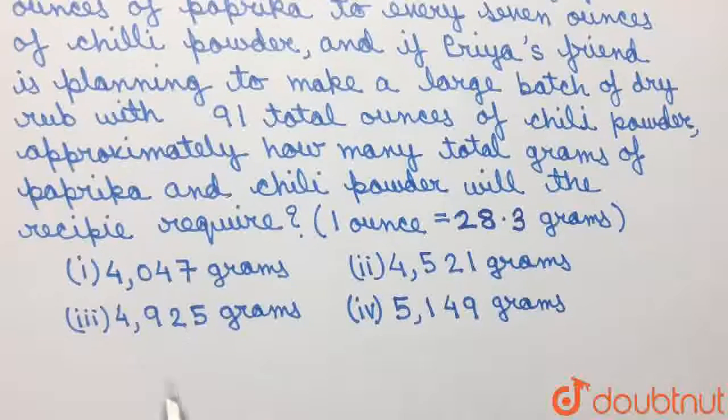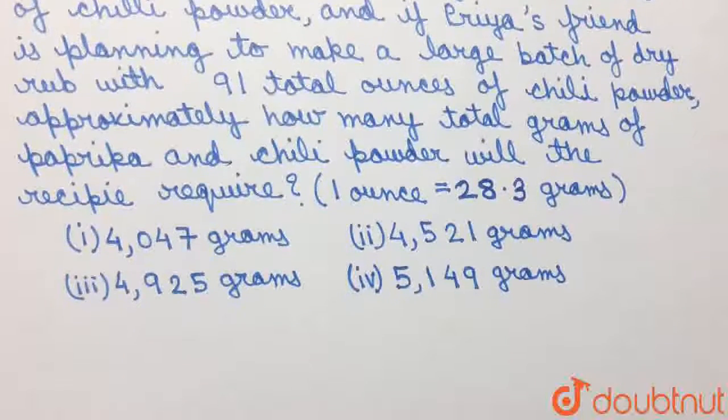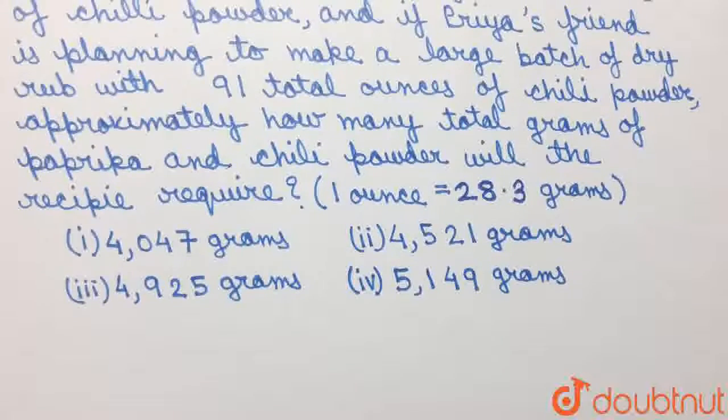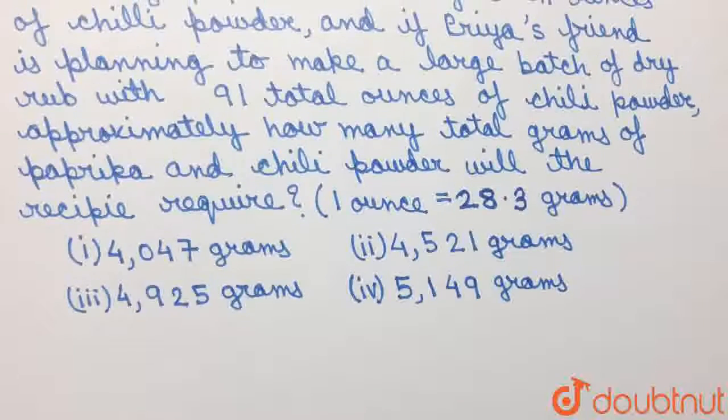The options are option 1, 4047 grams, option 2, 4521 grams, option 3, 4925 grams, or option 4, 5149 grams. Okay, so as per the question, the recipe of dry rub requires paprika and chili powder.